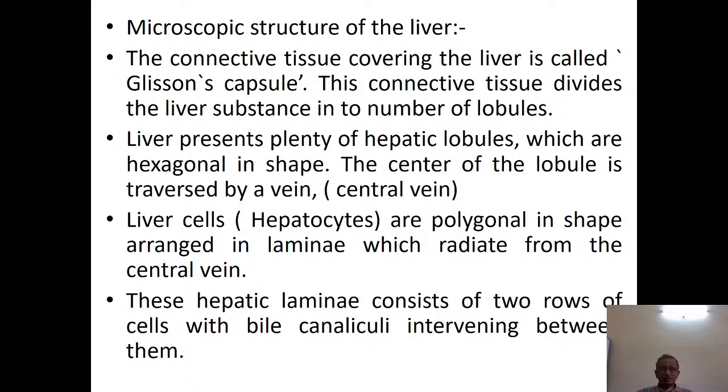So these liver cells, which we are calling hepatocytes, are polygonal in shape and arranged in lamina, that is a row, which radiate from the central vein. So these hepatocytes are radiating like rays of the sun from the central vein. These hepatic lamina consist of two rows of cells with bile canaliculi intervening between them. So this lamina consists of two layers, an upper and a lower layer of hepatocytes. In between we have bile canaliculi which come from these hepatocytes.